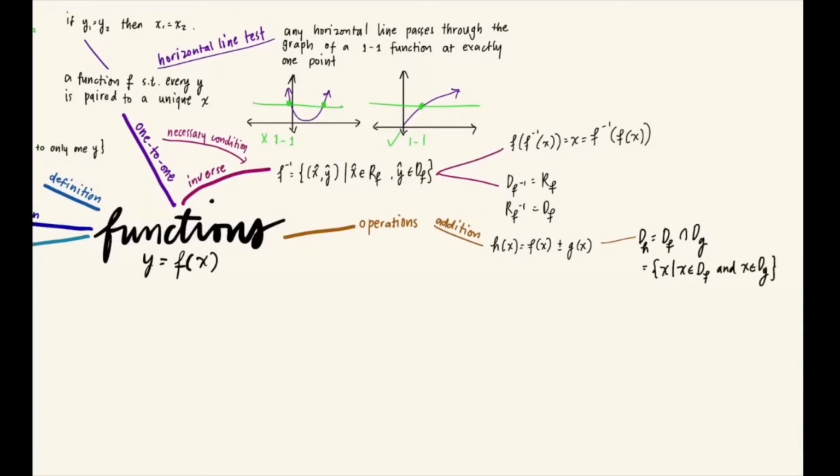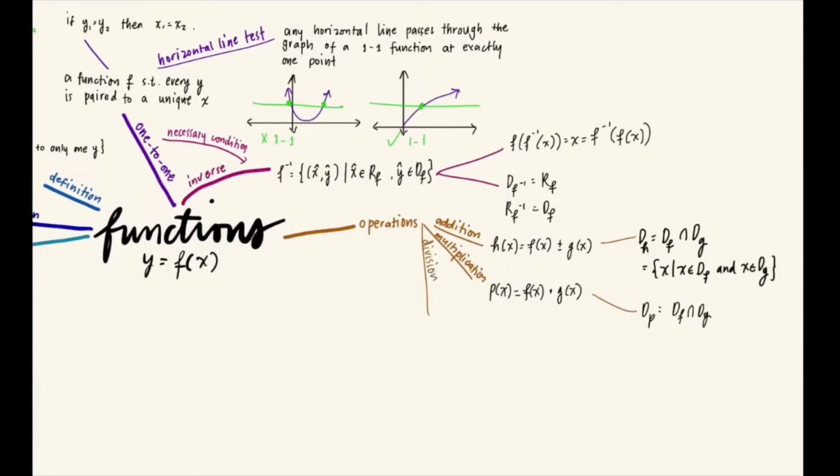Another operation that is covered in Math 50 is multiplication, where you simply multiply functions just like you multiply algebraic expressions. Suppose you have p of x equal to the product of f of x and g of x. Then the domain of p of x is still the same: it's the set of all numbers that are in the domain of f and the domain of g. So it has to be in both sets, so it's the intersection.